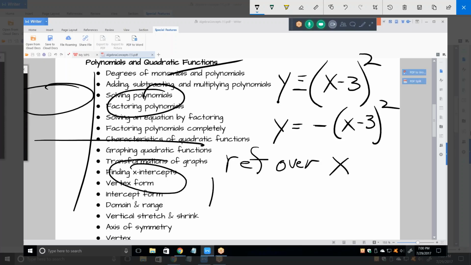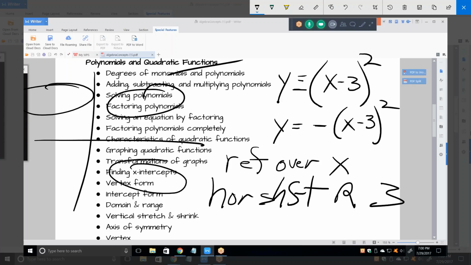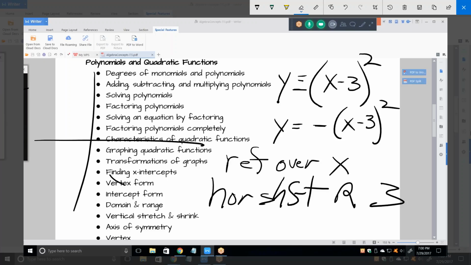Horizontal shift to the right. Good. To the right by 3 units. Very good. So, let's see if we can graph that. What would be the first thing I'm going to do if I try to graph it? Isn't the first point 0, 0?